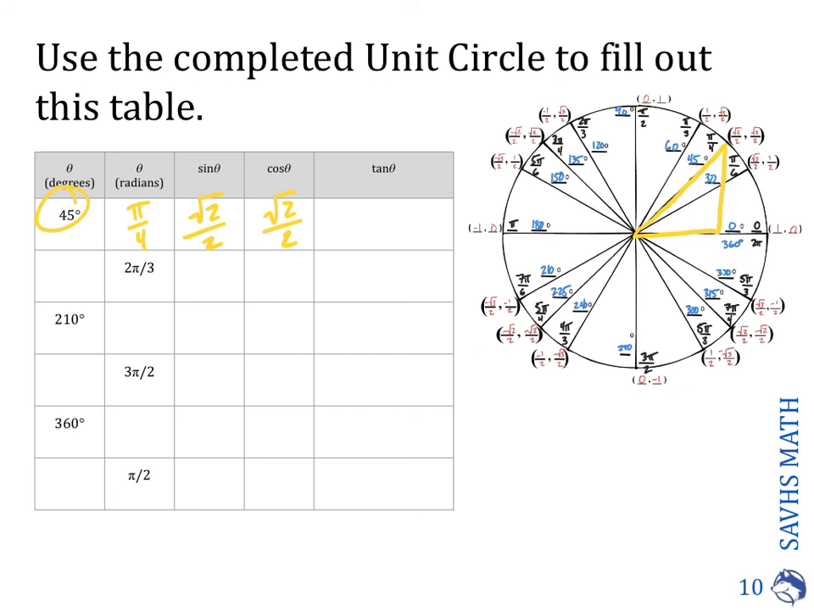The tangent is the one we haven't done. If this is the x value and this is the y value, or other way around, sorry. That's the x value, this is the y value. Then the tangent is this divided by this. Since they're the same with this one, we get 1.